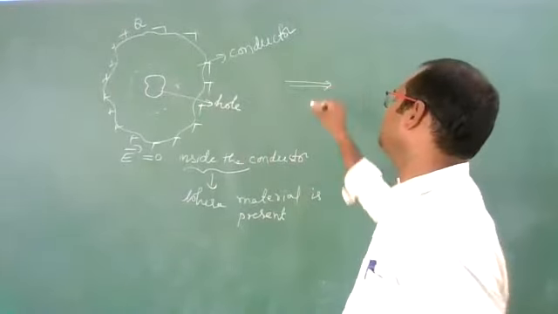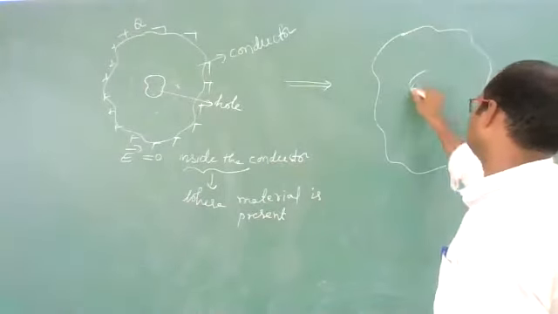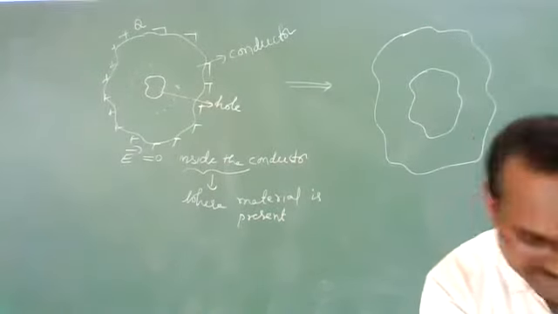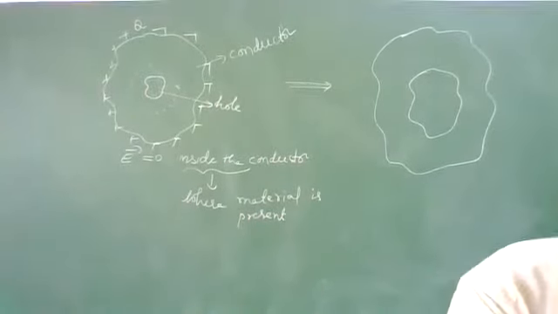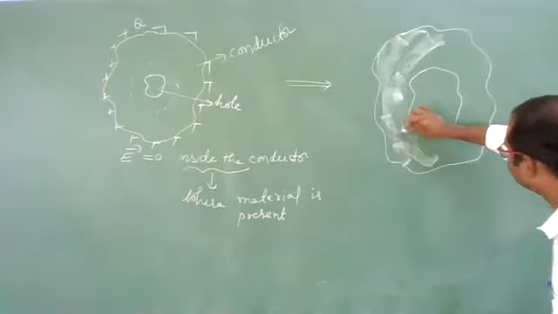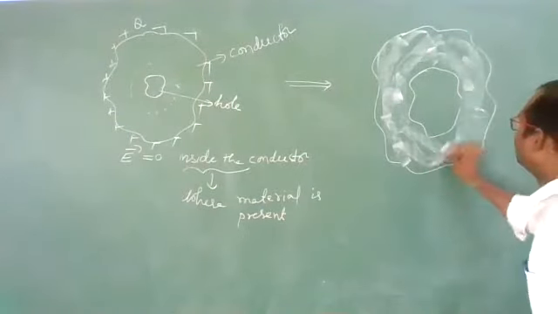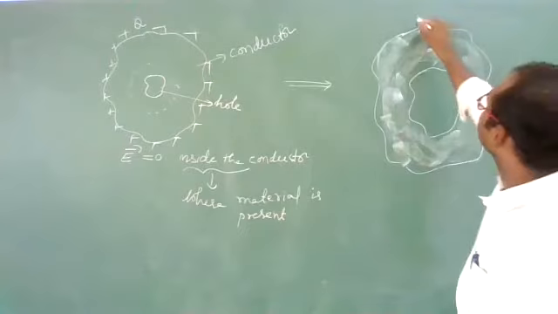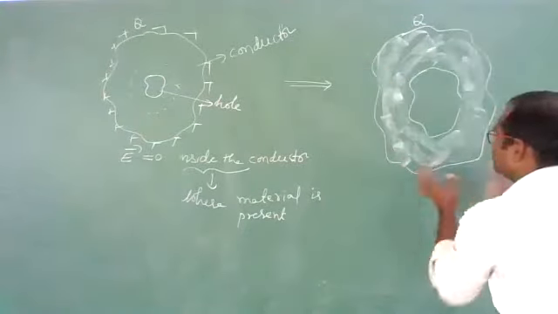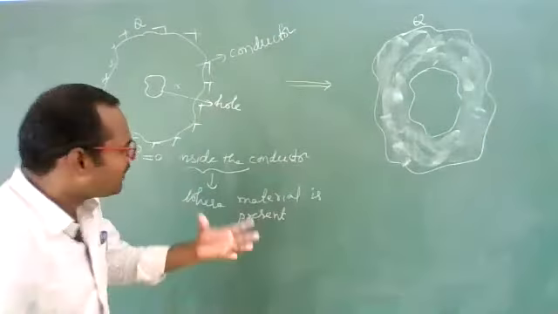Let us continue. Imagine this is a conductor having a cavity. Everywhere else here, material is present, and this is the cavity. For this conductor, a charge Q is given. This charge Q will be distributed on its surface. Now I will take one more conductor.